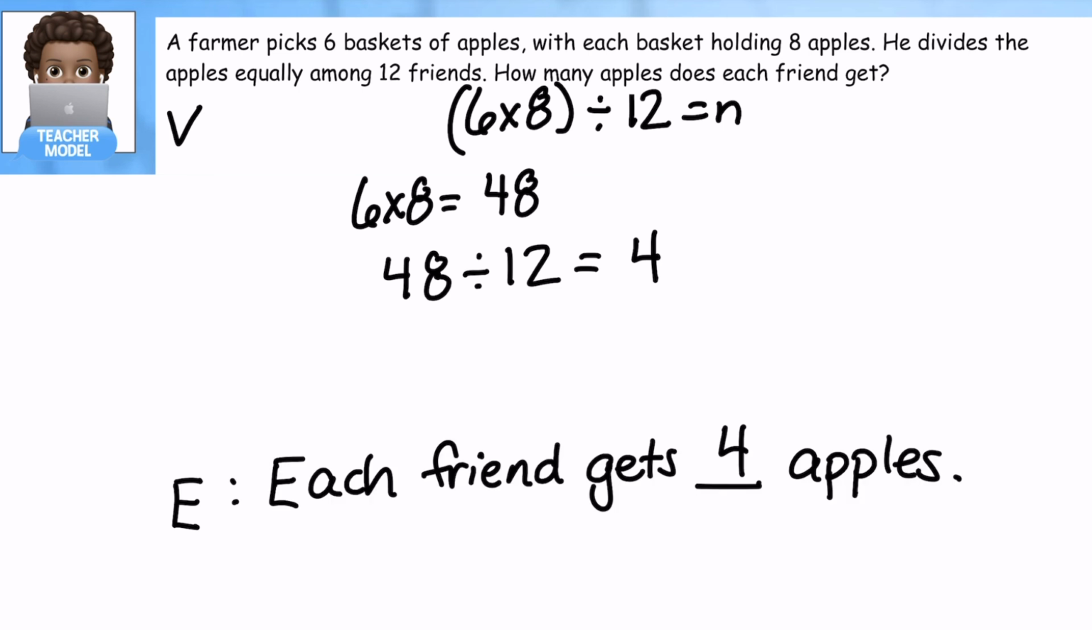So my E means to explain my answer. I can't just put 4 and circle it. I want to make sure that someone knows what the 4 means. And in this case, it means every friend gets 4 apples. And that's how I use SOLVE. Hit pause and jot this down into your notes.